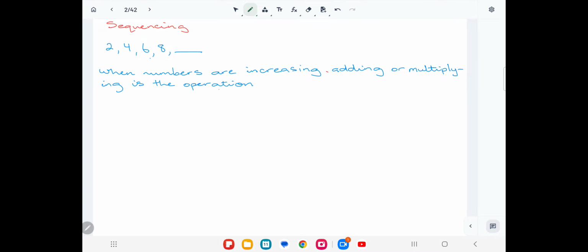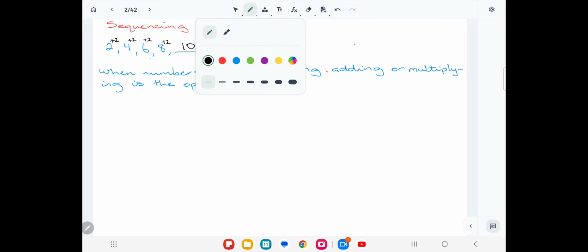So the example we have here is 2, 4, 6, and 8. To move from 2 to 4, we know that we add 2. From 4 to 6, we add 2. From 6 to 8, we add 2. So therefore, the pattern rule is to add 2. So 8 plus 2 is equal to 10. So the next number in the sequence there would have been 10.